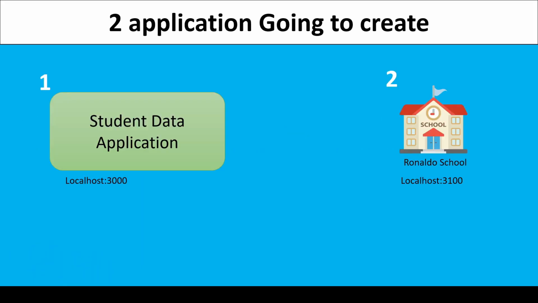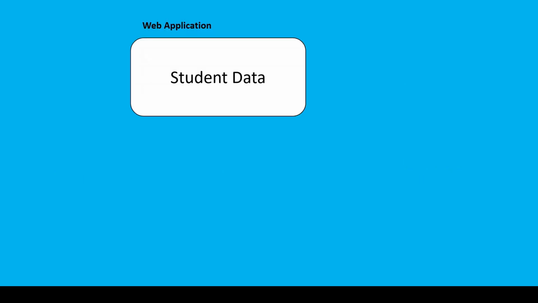In this whole video we are going to create two applications. The first application will be our main application, which we are going to name the student data application. After that, we are going to create another application, the school application. We are going to create only one school, which we can name Ronaldo school.